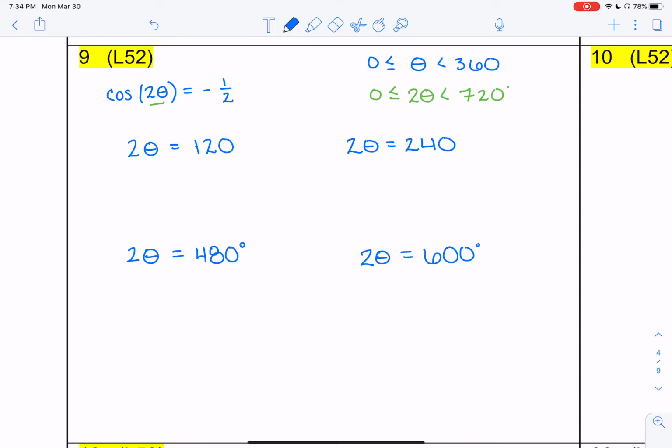Then I go back and I solve all 4 of those, dividing each side by 2. So this one would come out, theta is 60 degrees. Divide by 2 over here, I get theta is 120 degrees. Divide by 2 down here, that would be 240 degrees. And finally, 300 degrees. So I have 4 solutions that fit within that domain.